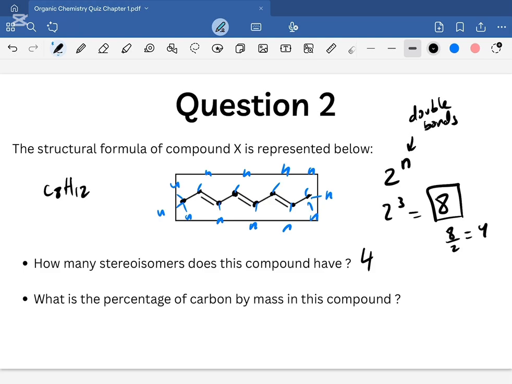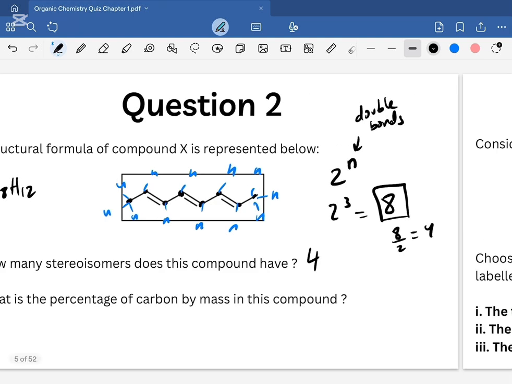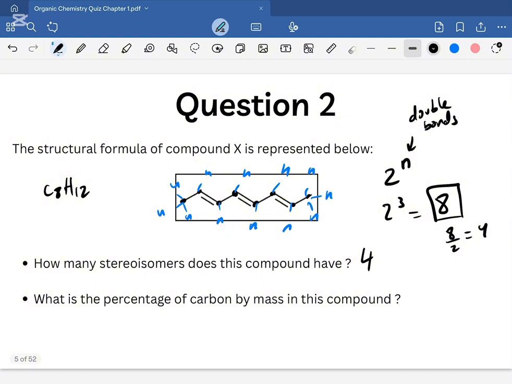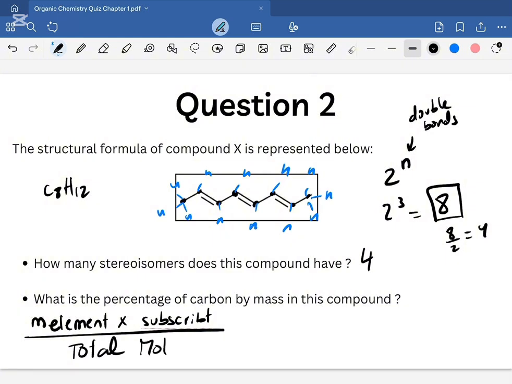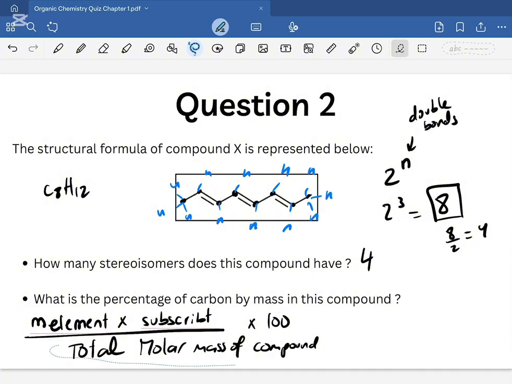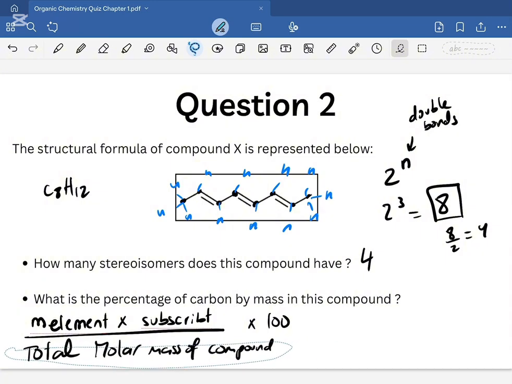So to find the percentage by mass of carbon in this compound, we're going to use the formula, which is the mass of the element, that's going to be carbon, multiplied by the subscript, and divided by the total molar mass of the compound. And we're going to multiply it by 100 because they need this as a percentage. So we need to use this formula.